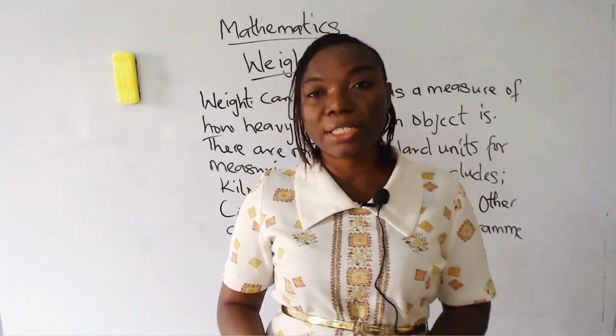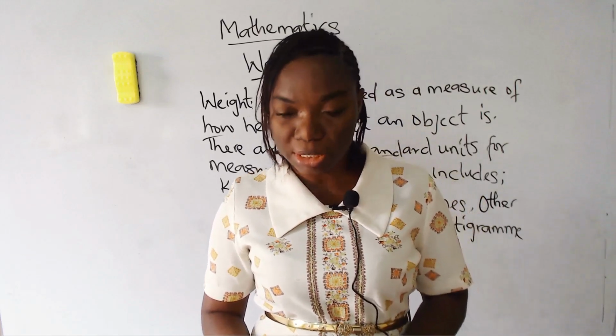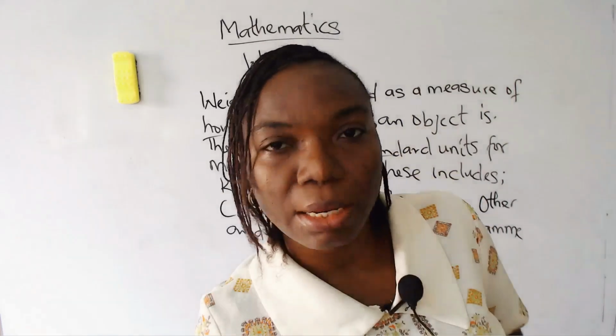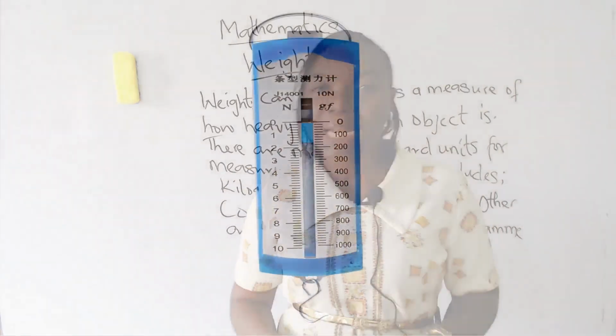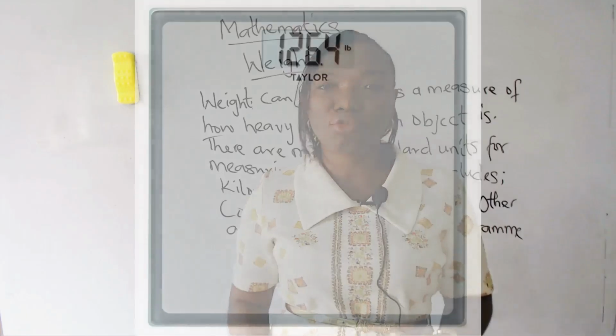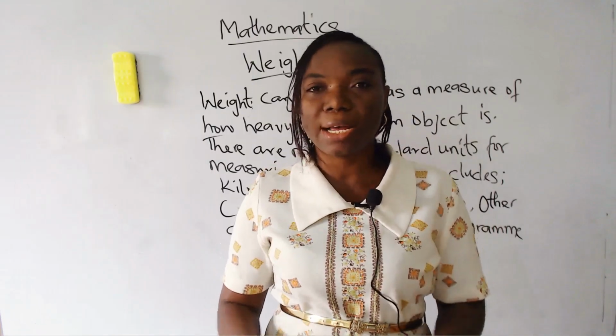And we have different instruments we use in measuring weight. We have the weighing machine. We have the spring balance. We have the balance scales. And then we have the bedroom scales. These are instruments that can help us to measure our weight.